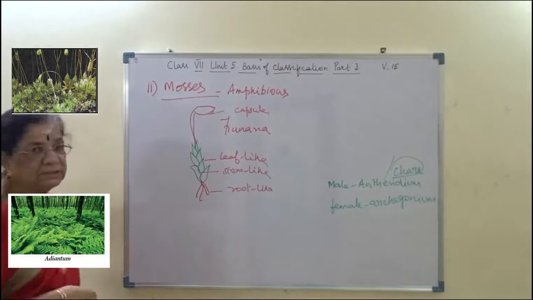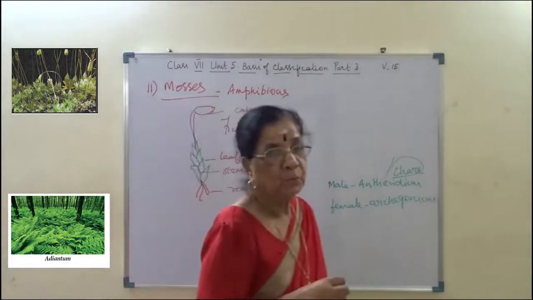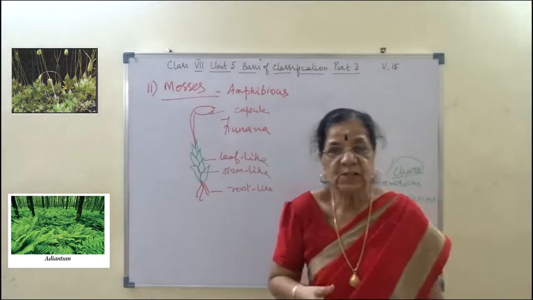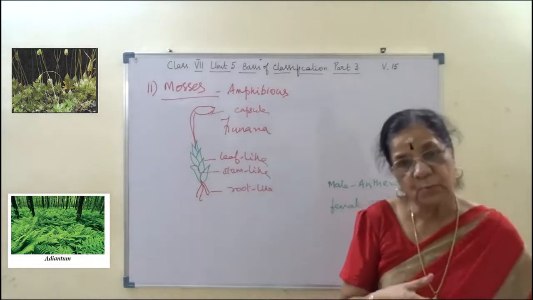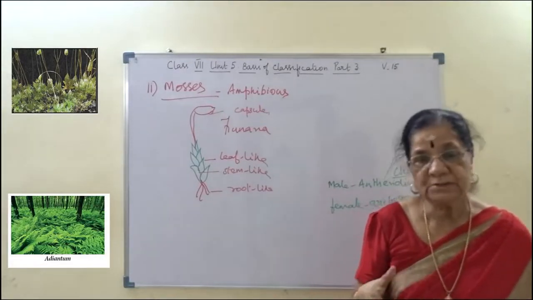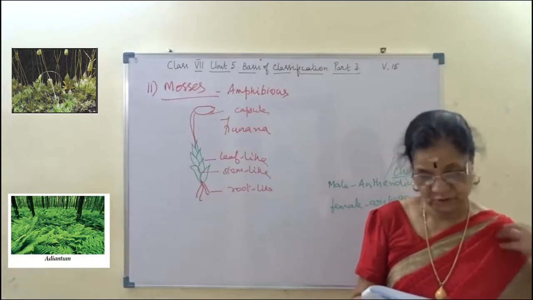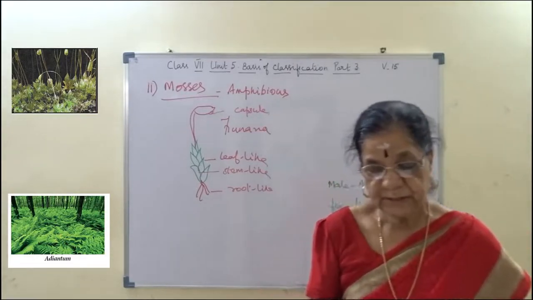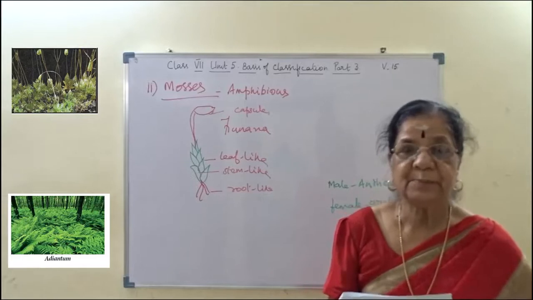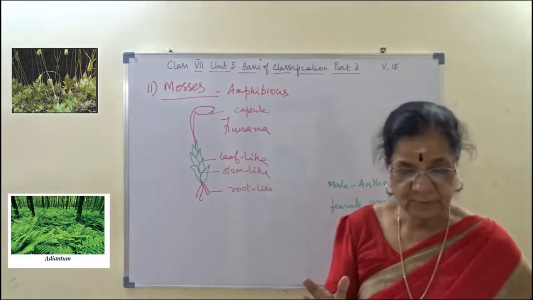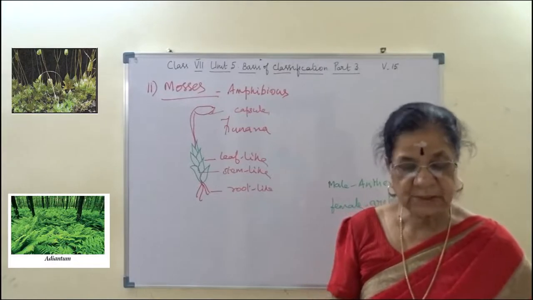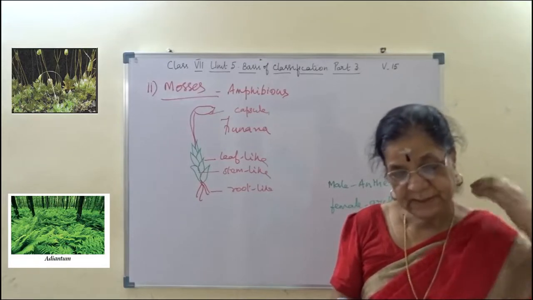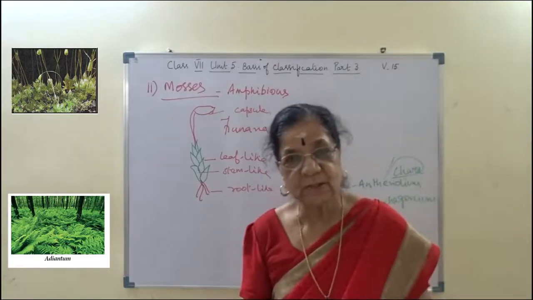Mosses are the first occurrence of plants on land; otherwise, most of them are aquatic plants. Trees and rocks of hilly areas are covered by a thick green carpet of tiny plants. These small plants are bryophytes. They are the first plants to come out of water and get adapted to live on land. But they can reproduce only in the presence of water.